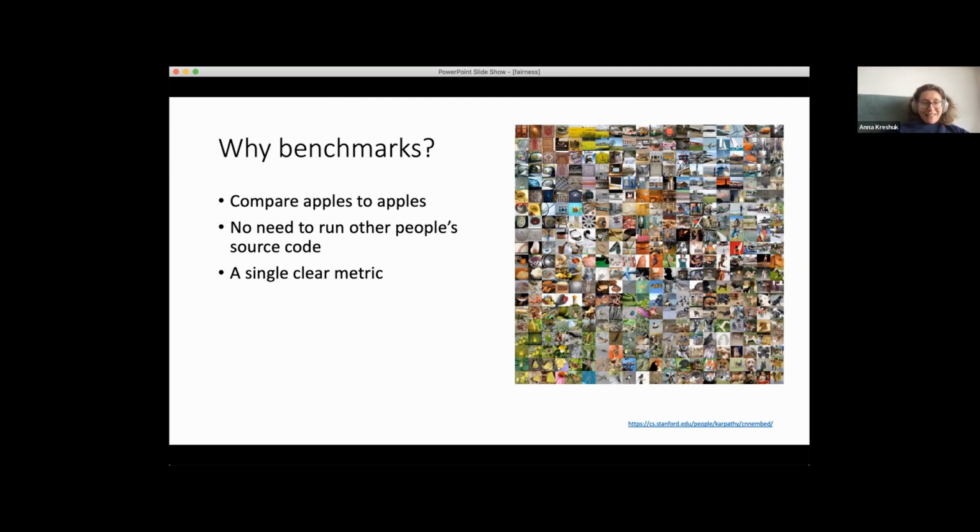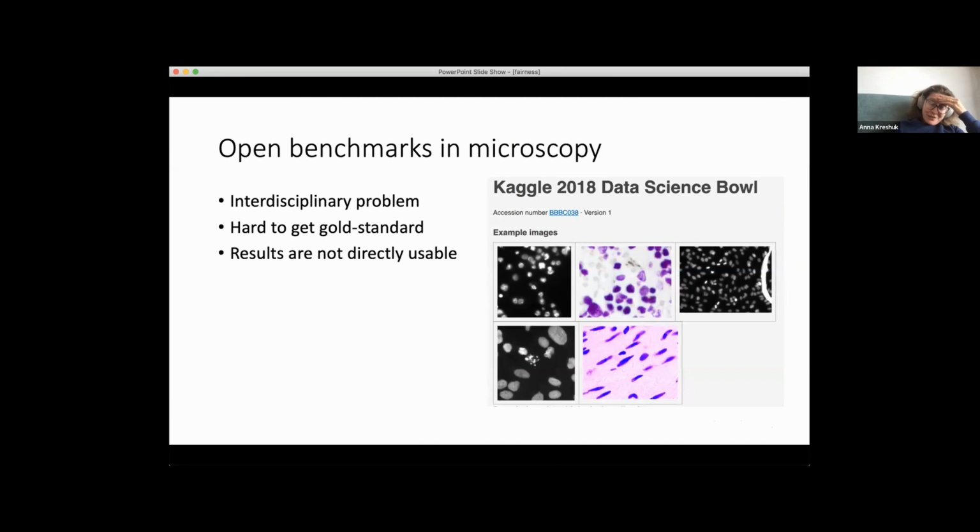So in microscopy, which is the domain where we are all active, it has not been so easy. The reason is that it's really an interdisciplinary problem, because the people who are trying to create the methods are not the ones who need to create the data.